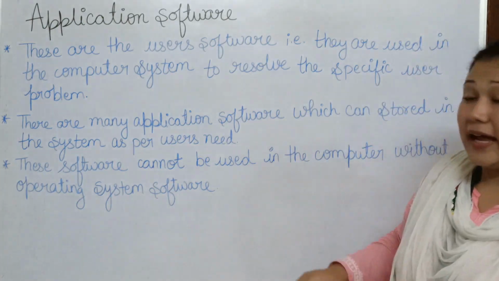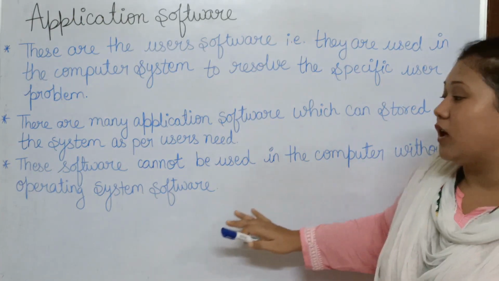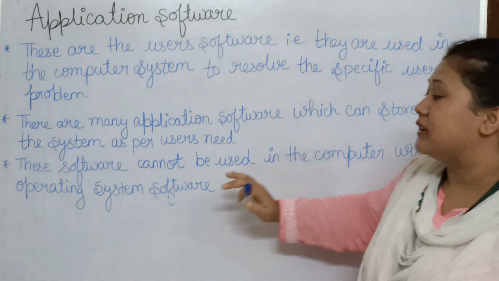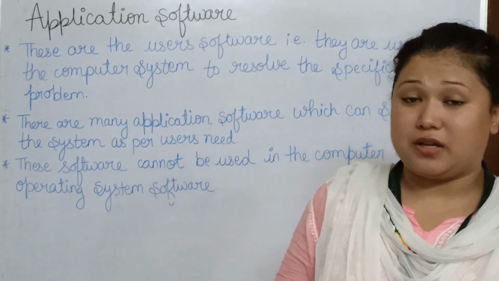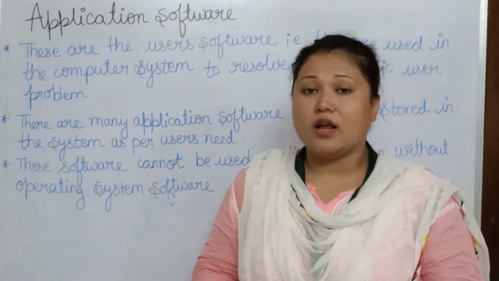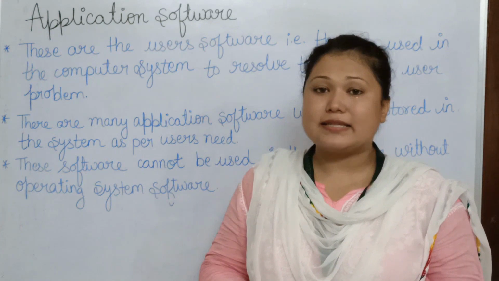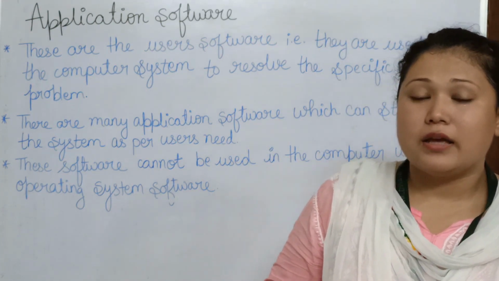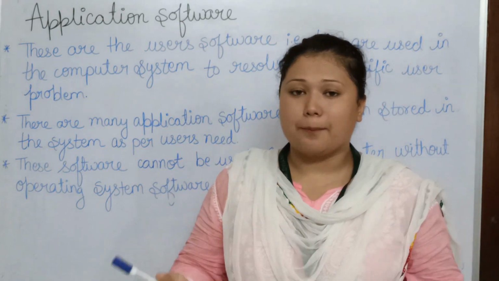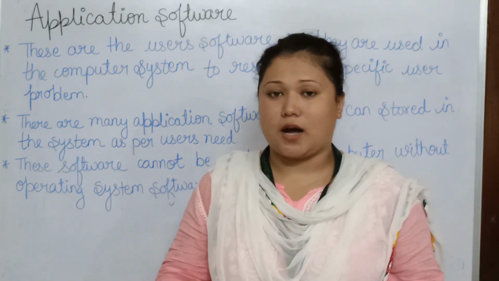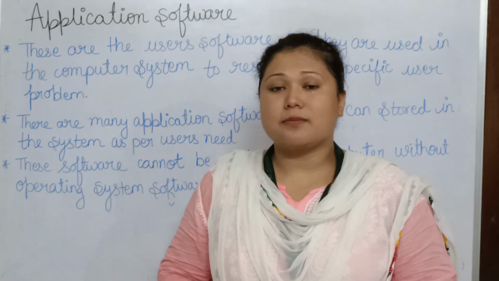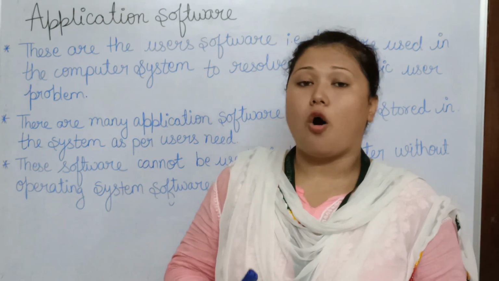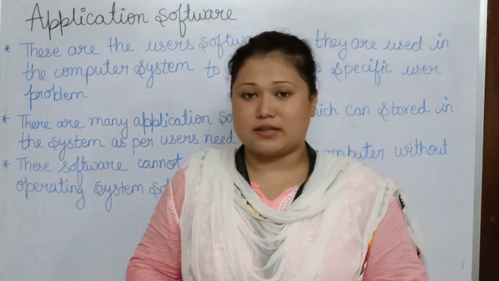Application software cannot be used in a computer system without operating system software. That means application software is not available without an operating system. Suppose we have a computer device, a computer system, and that computer system consists of nothing.